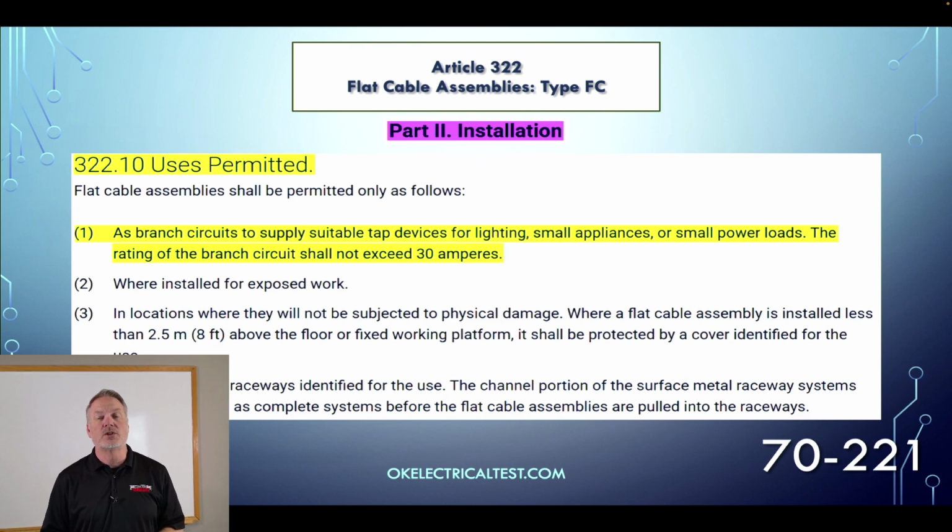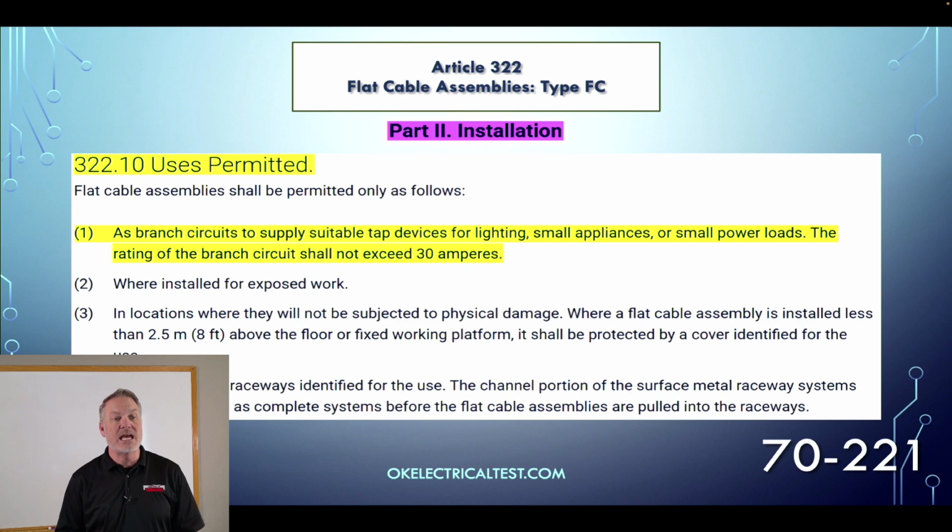Let's go to Article 322. Article 322 is flat cable assemblies type FC. And again, we're going to follow that same parallel numbering system. So 322.10, we've got uses permitted. Uses permitted for what? Type FC cable.